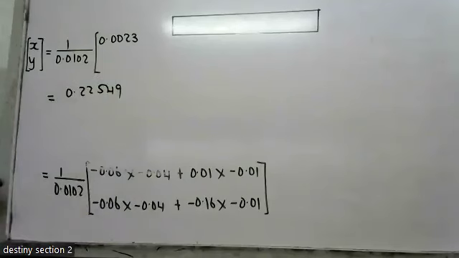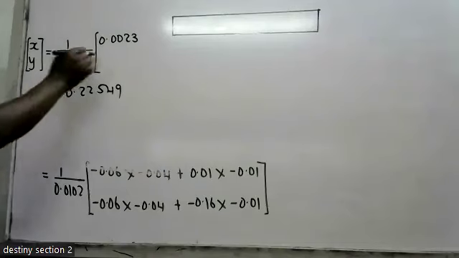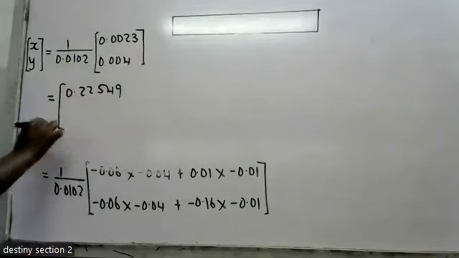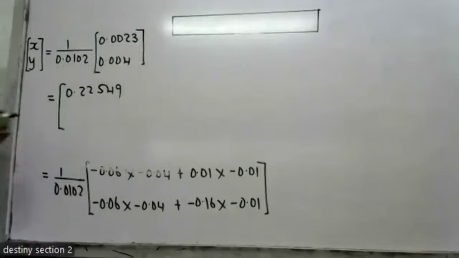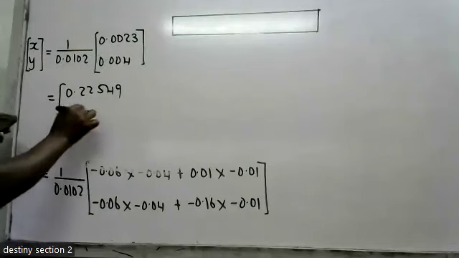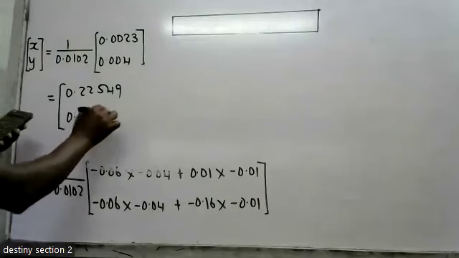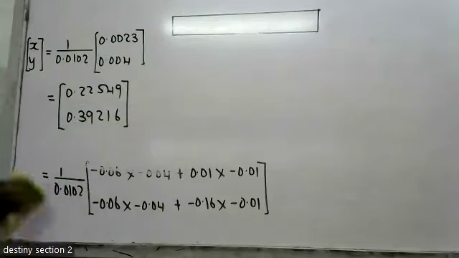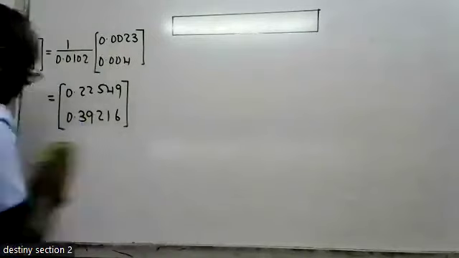Then I take this one. Minus 0.06 times minus 0.04 plus minus 0.16 times minus 0.01. I'm getting 0.004. So when I divide by 0.0102, I'm getting 0.39216.